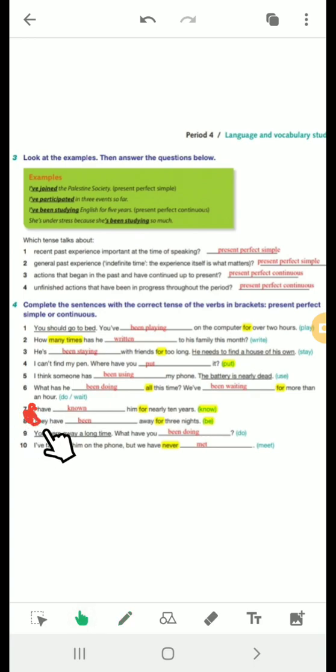Number 8: they have been away for 3 nights. They have been, also be, describes a state. They have been away for 3 nights. Number 9: you were away a long time. A long time. What have you been doing? Number 10: I've talked to him on the phone, but we have never met. Never met.